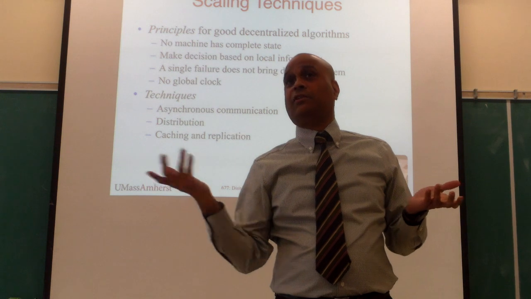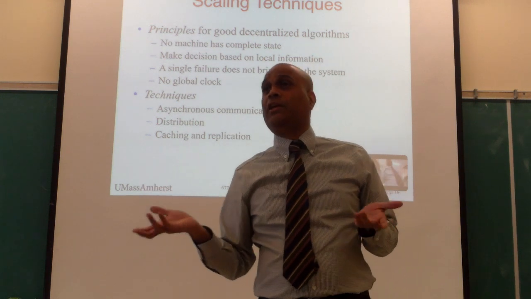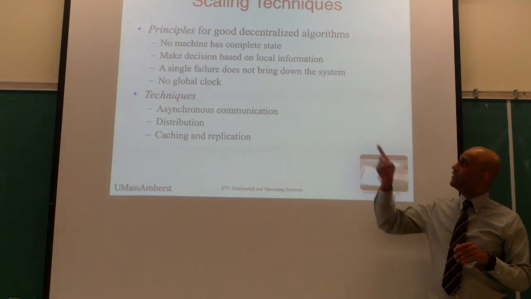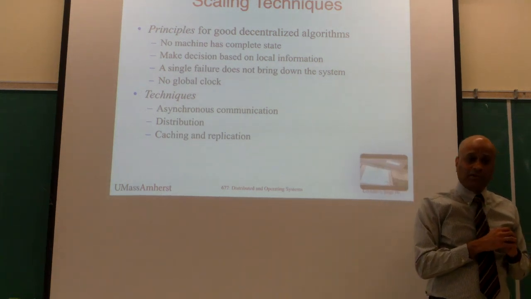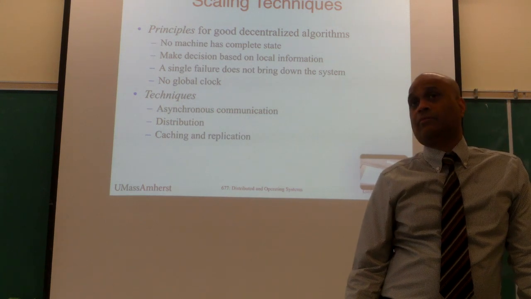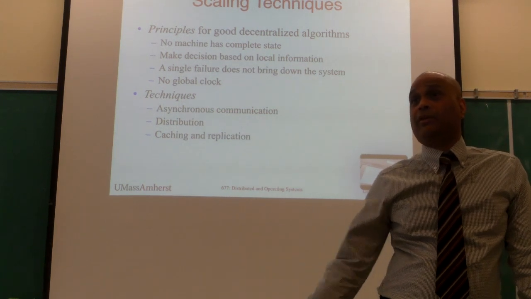You may make a wrong decision if you do round robin. Round robin may not give you the least loaded. A simple example. And there are all kinds of reasons why, when you make decisions based on local information, it may sometimes not be the right decision. But you have lower overhead to make that decision.